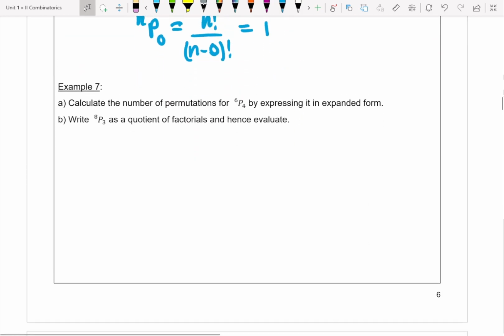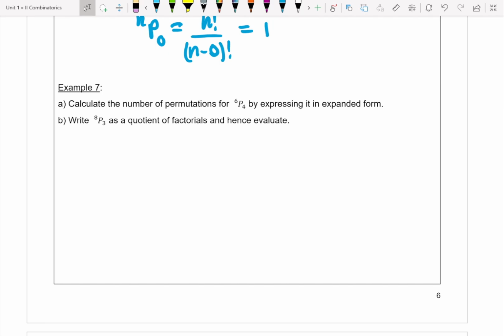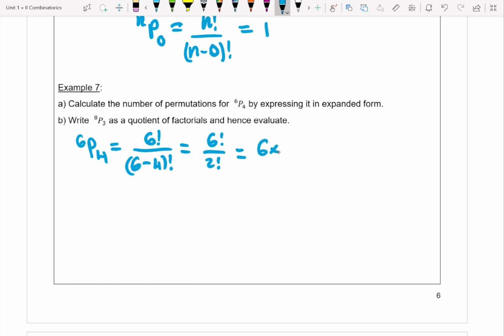Okay, let's look at this in practice. Calculate the number of permutations for 6 permute 4 by expressing it in expanded form. So 6 permute 4 is going to be equal to 6 factorial over 6 take 4 factorial, which is going to be 6 factorial over 2 factorial, which is just going to be 6 times 5 times 4 times 3. So we lose the 2 because we divided by 2 factorial. And that is going to give us 360. So that was part A.